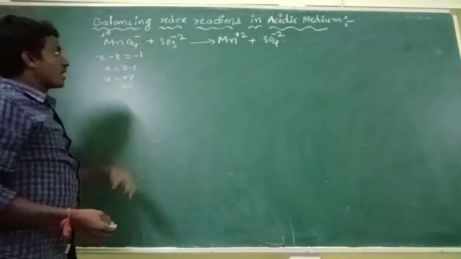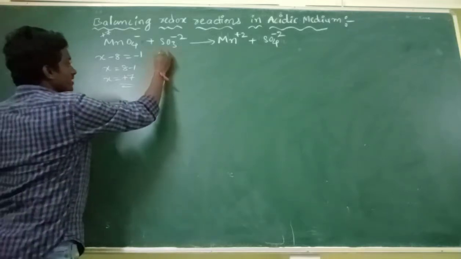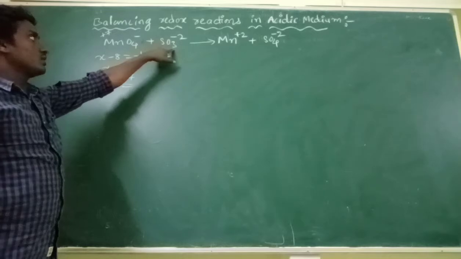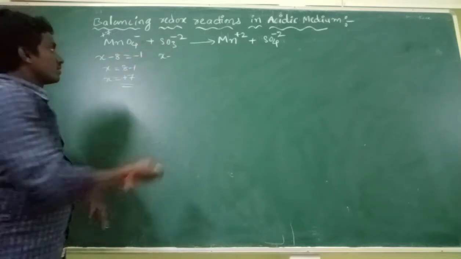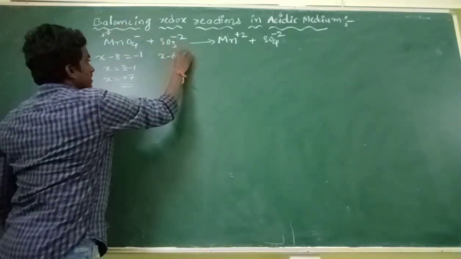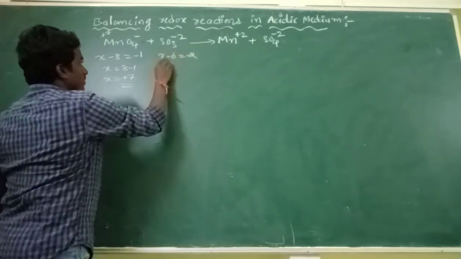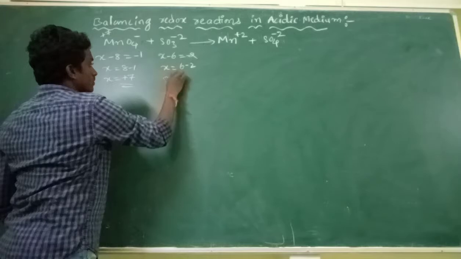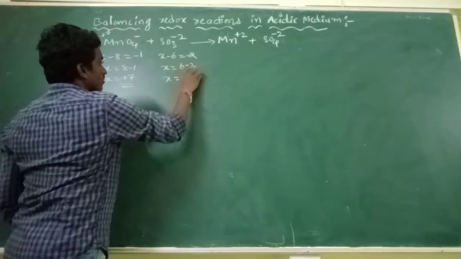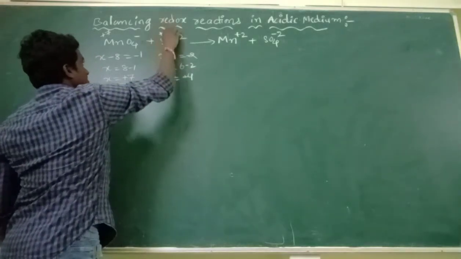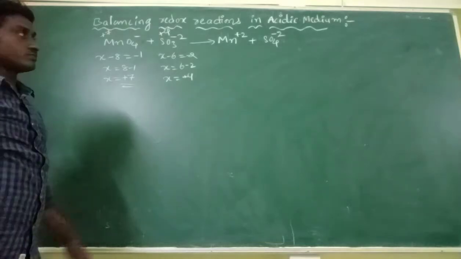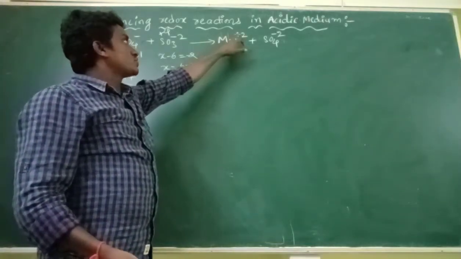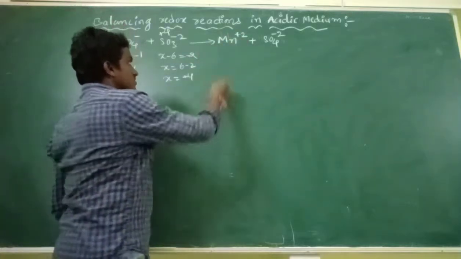Okay. Next, the oxidation number of sulfur. Here sulfur is taken as X. Here 3 oxygens are present, so 3 twos are 6, -6. The charge is equal to -2. Here X equals 6 minus 2. Now X equals +4. Here the sulfur oxidation state is +4. Only one atom is present, so its charge equals the oxidation state.